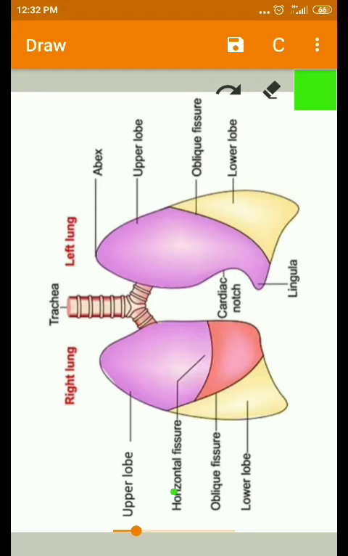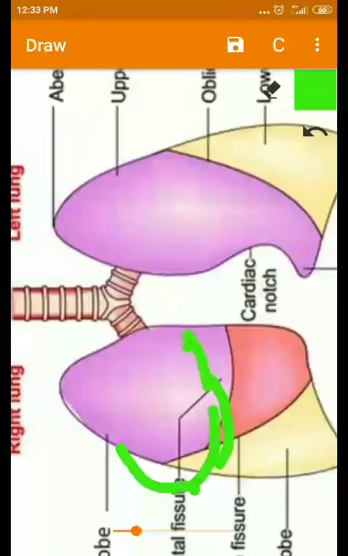Now coming to the surfaces, it has two surfaces. One is the costal surface. The costal surface is normally convex. The part of the lung which is related to the ribs, up to that area, the surface is called the costal surface. It is related to the anterior, lateral, and also some posterior aspects.